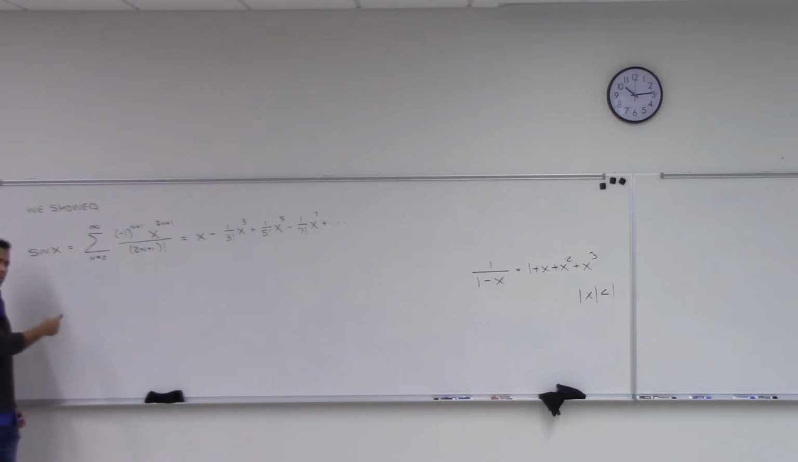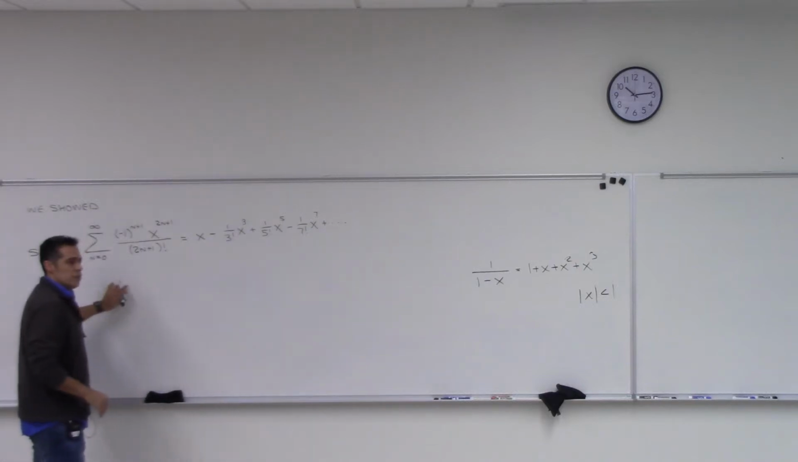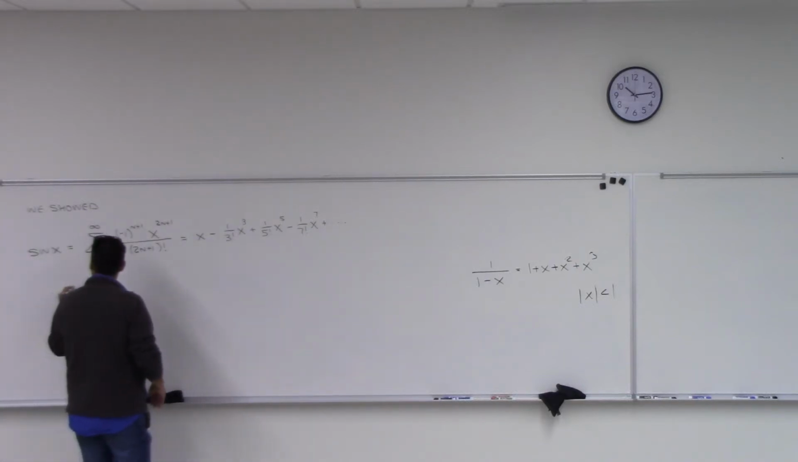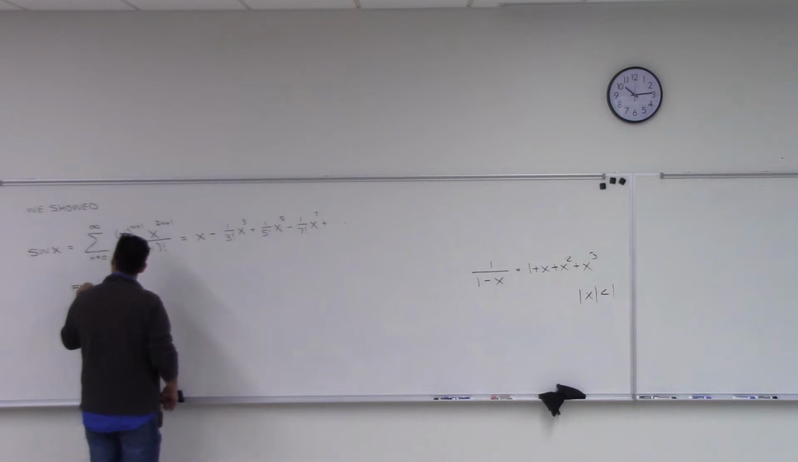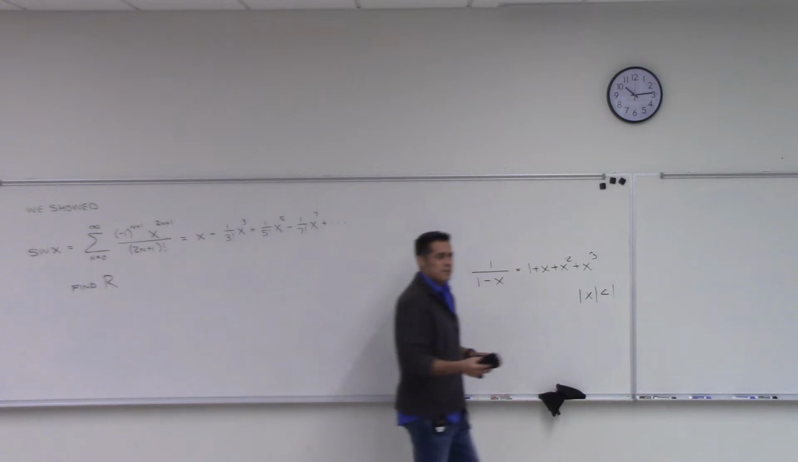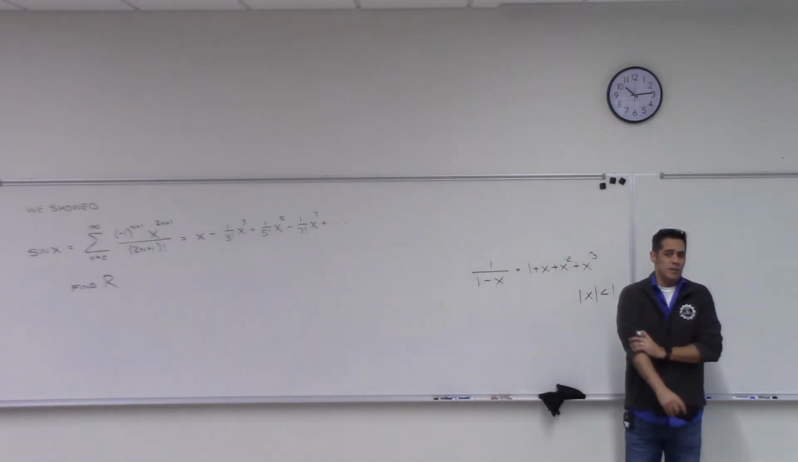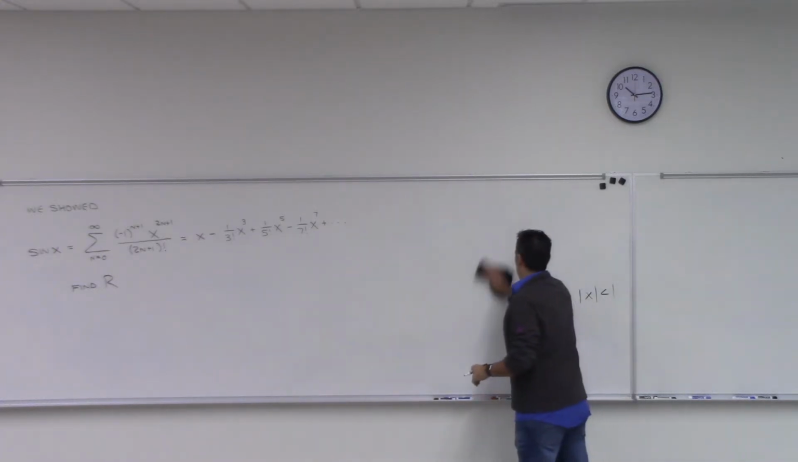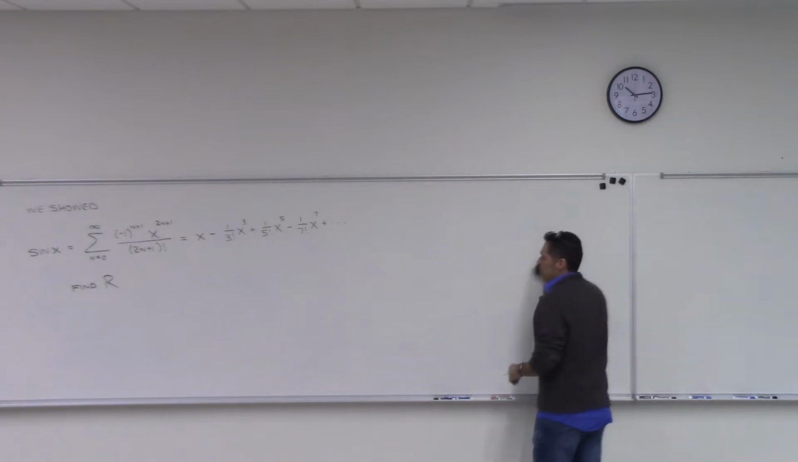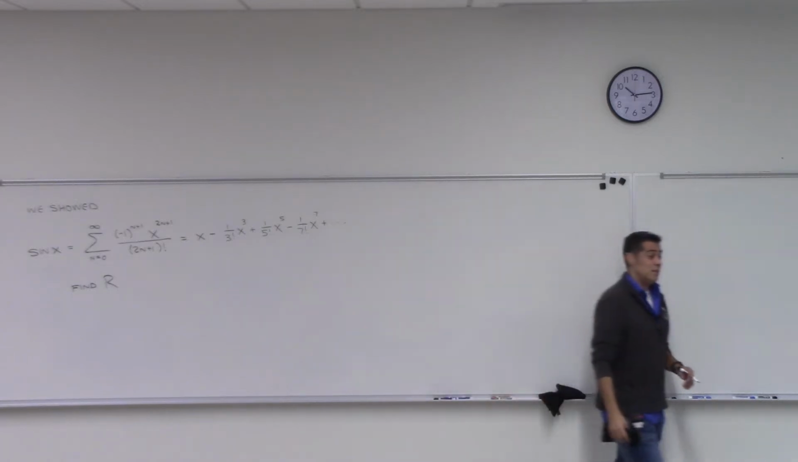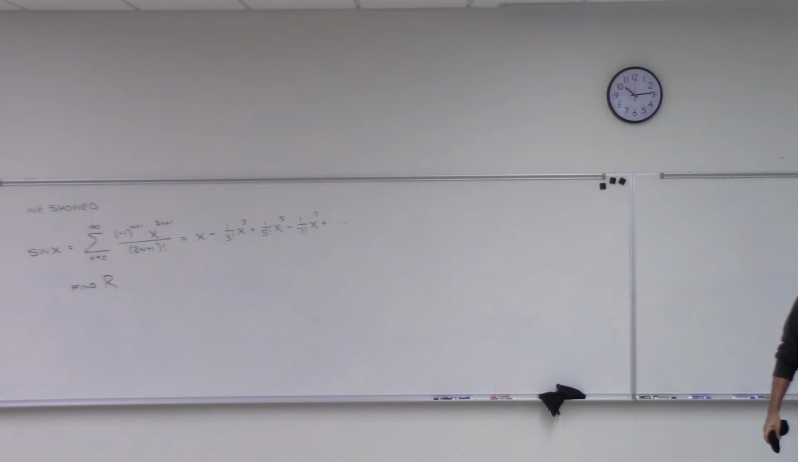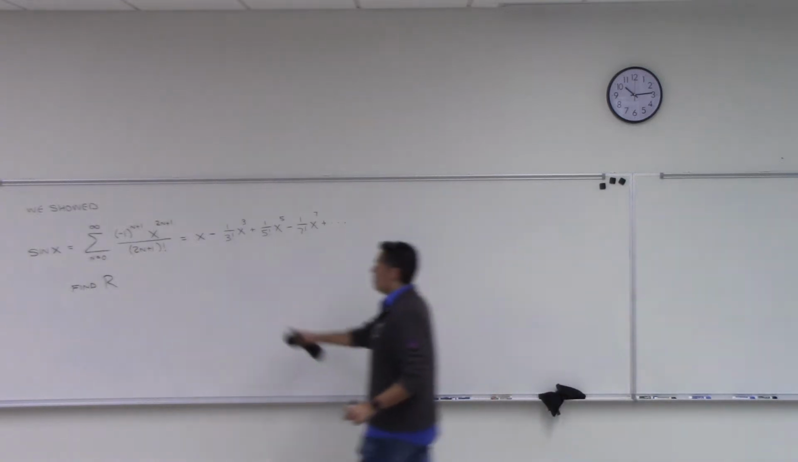I'm going to do it for this one. I'm not going to do it for every problem we do today, but for this one, I want to show it. I want us to find capital R. Now, I'm not asking for the interval of convergence, I'm just asking for the radius of convergence. Do you all remember how to find the radius of convergence for a series? Ratio test.